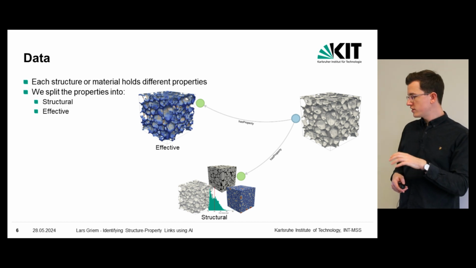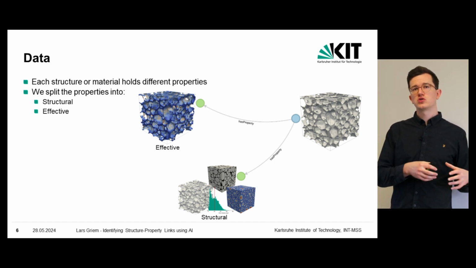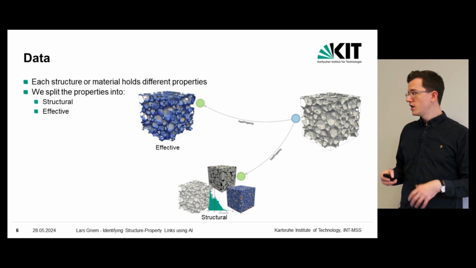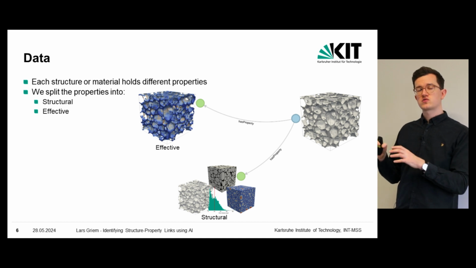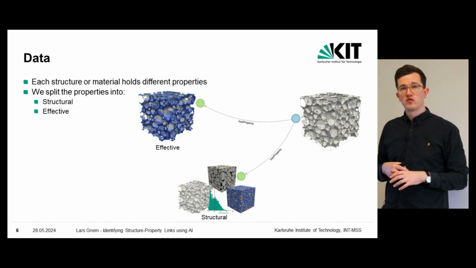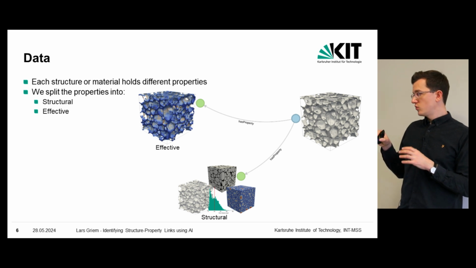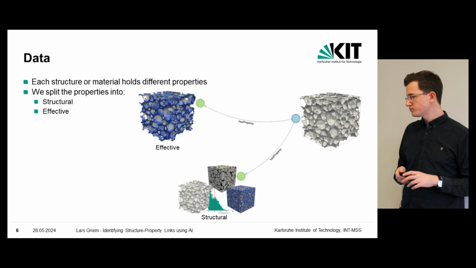So this means that within the structural properties we have all of the information about the microstructure and the microstructural composition of our material that we're looking at. And in the effective properties, so in the effective records, effective metadata, we have all of the macroscopic properties. So in case of batteries, this might be the conductivity, for example. Or in our case, for example, this can also be mechanical properties.